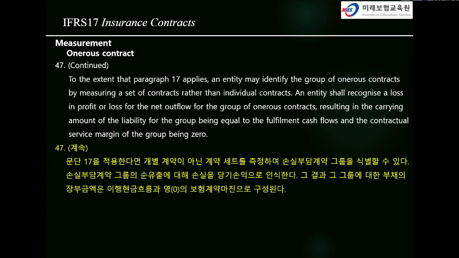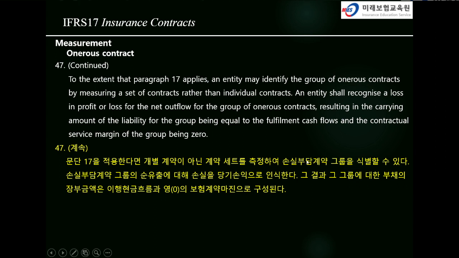Oh, it's getting longer. But anyway, I'll try to make it as simple as possible. And it says to the extent that paragraph 17 applies, an entity may identify the group of onerous contract by measuring a set of contract rather than individual contract. Yeah, it gently says may, but this is a very, very strict one. And yeah, the other one is something like that.